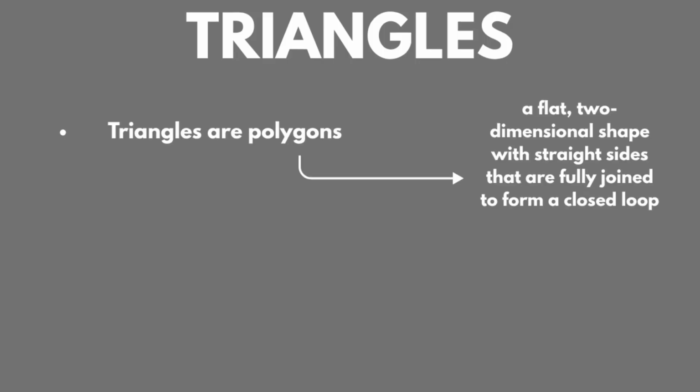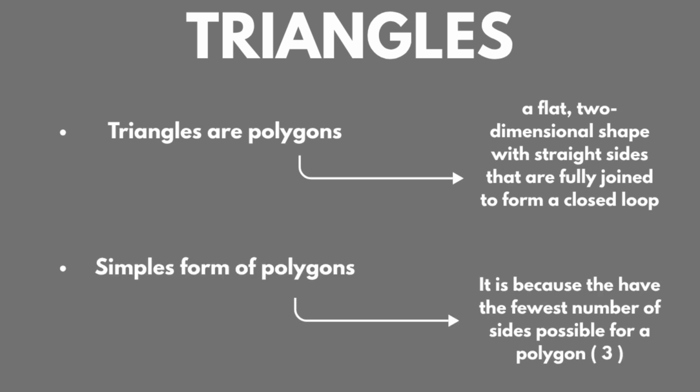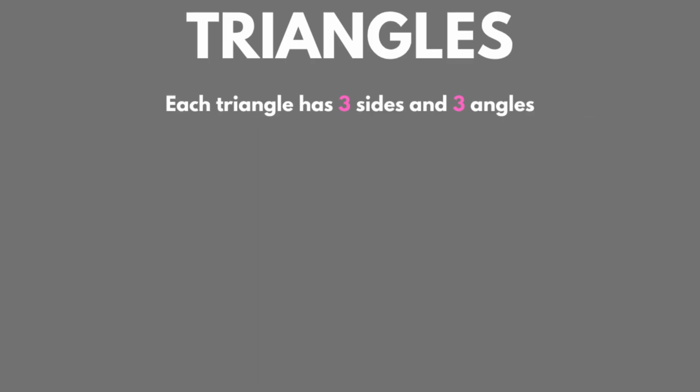Triangles are polygons. In fact, they are the simplest form of polygons because they have the fewest number of sides. The fewest number of sides that a shape could possibly have to be considered a closed shape and a polygon. Each triangle has 3 sides and 3 angles.